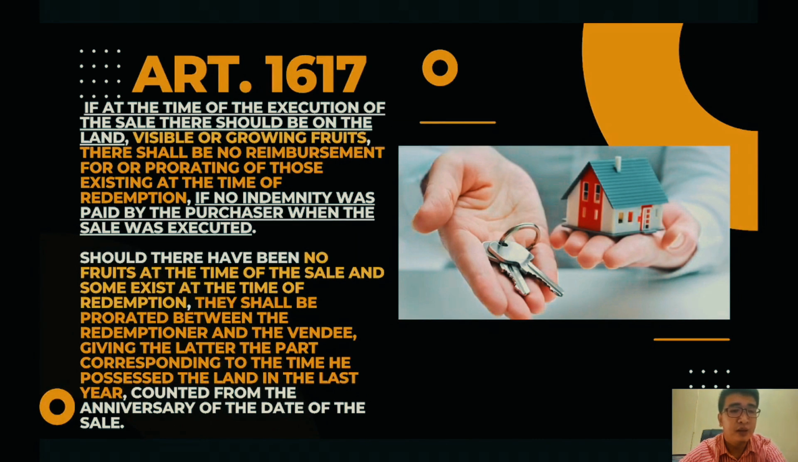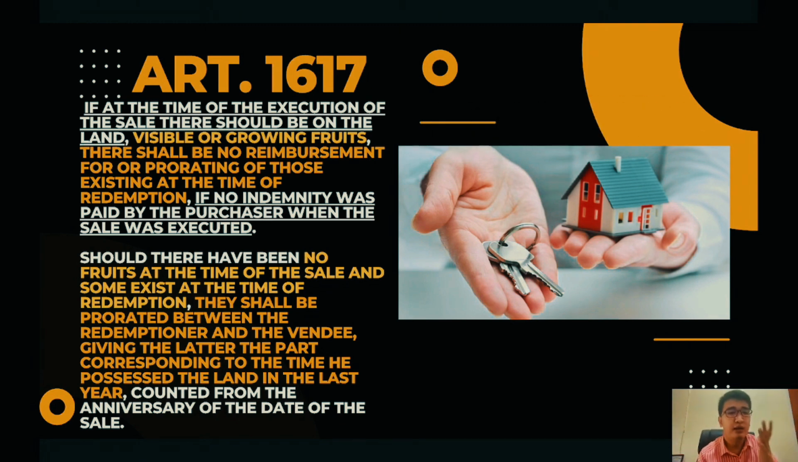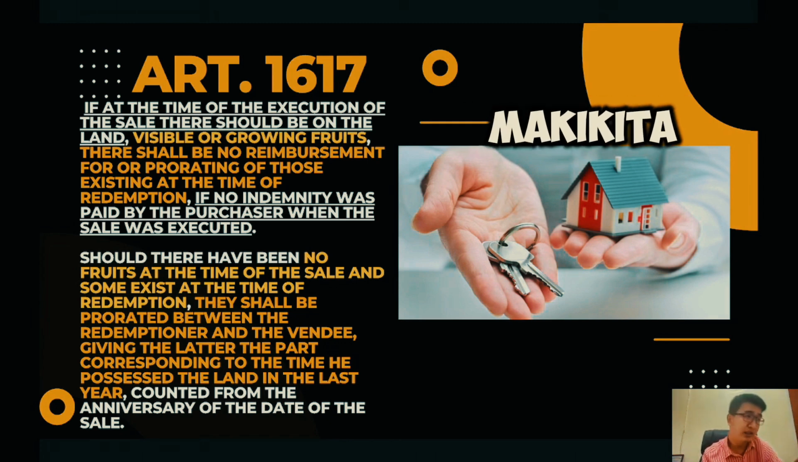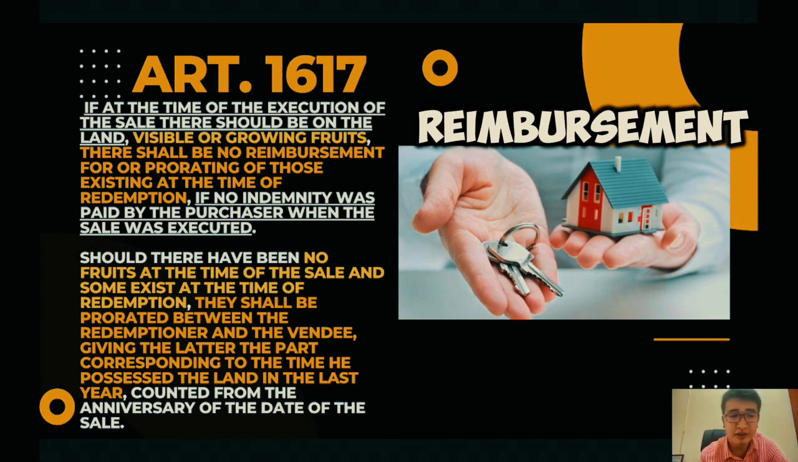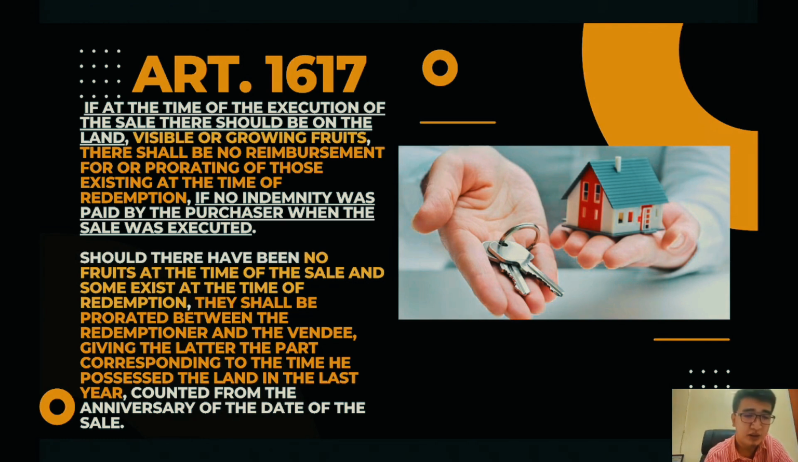Article 1617, if at the time of the execution of sale, there should be on the land, so at the time na binenta mo yung lupa, mayroon daw visible or growing fruits. So makikita mo na may visible or growing fruits. There shall be no reimbursement for or prorating of those existing at the time of redemption if no indemnity was paid by the purchaser when the sale was executed.